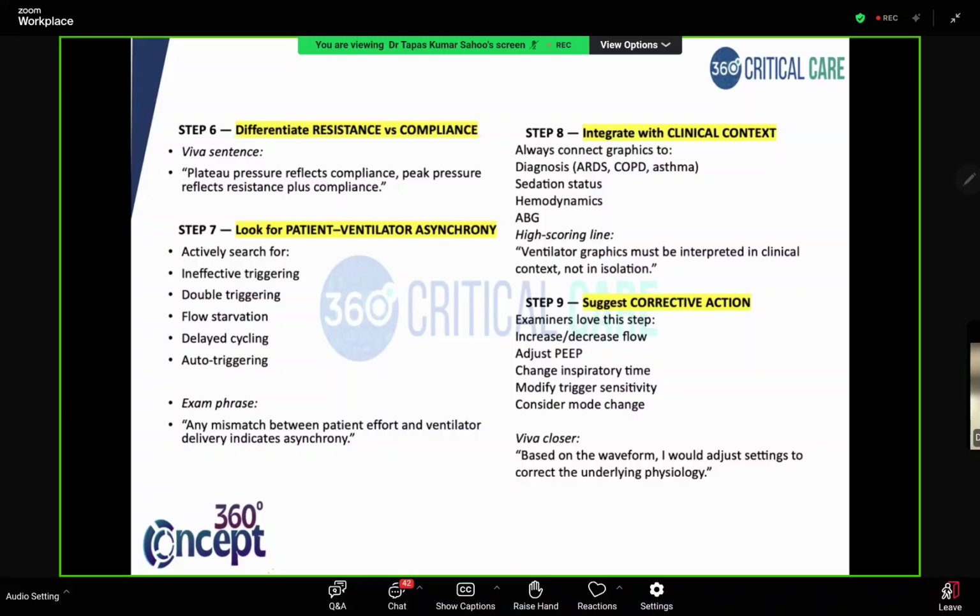And finally, you can conclude with: based on this waveform, I would adjust the settings to correct the underlying physiology, because it's always the physiology which is speaking on the monitor or screen. That's why I have kept the quote. It's the patient who is talking, but as the tube is there, it is being relayed through the ventilator screen.